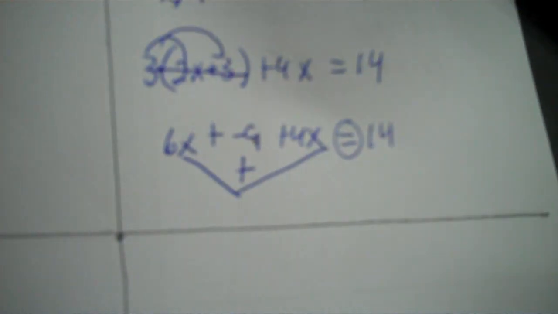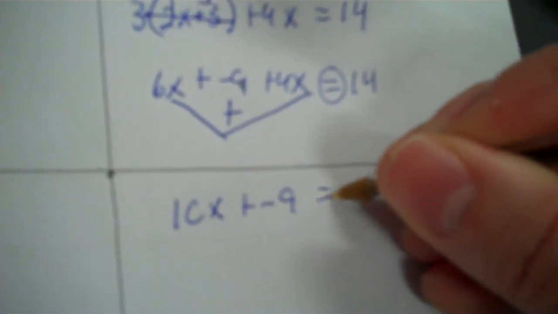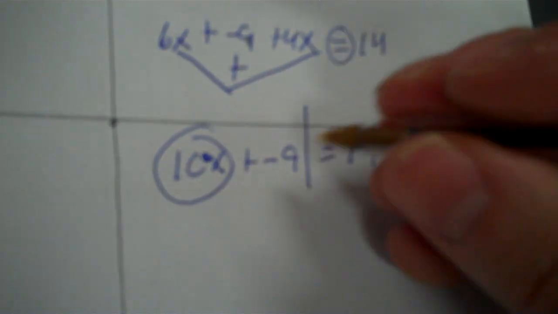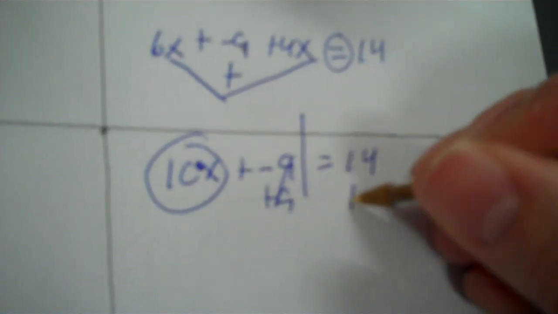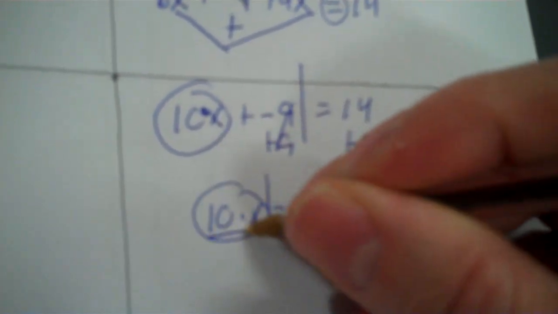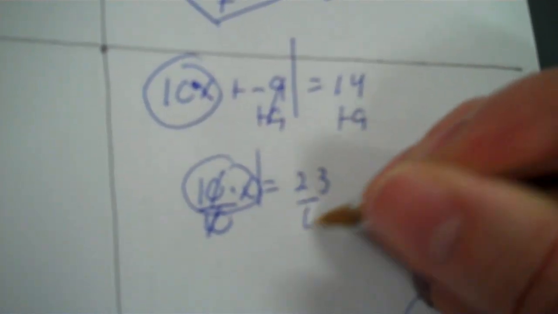Okay, so we got two x's on the same side. So now we are good to go. We add those, and that's 10x plus negative 9 equals 14. Now operations on the x side, we have times 10 and plus negative 9. So you get rid of your negative 9, you add 9, and that's 23. And you divide by 10, and 23 divided by 10 is 2.3.